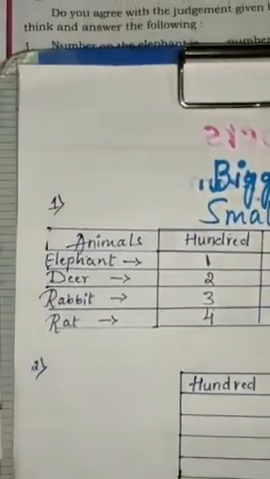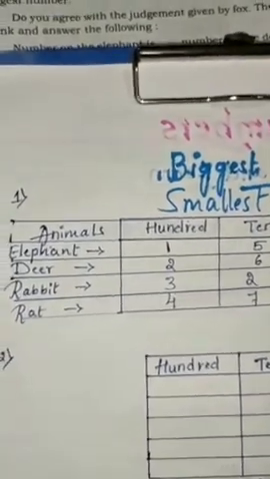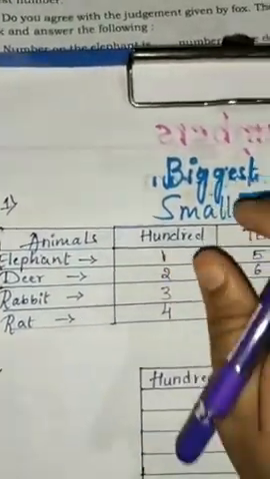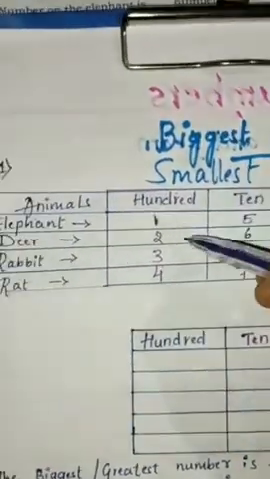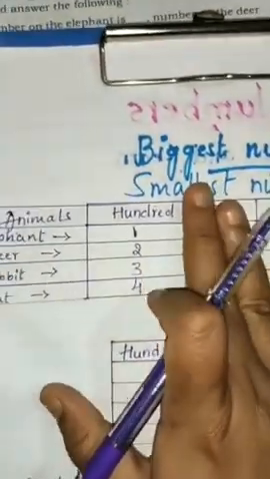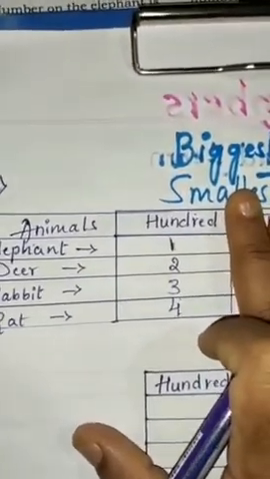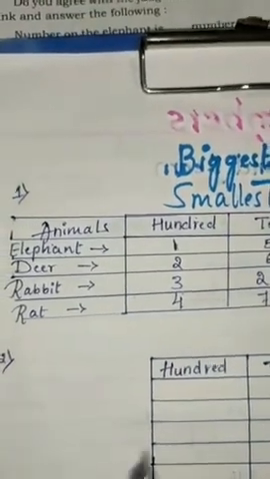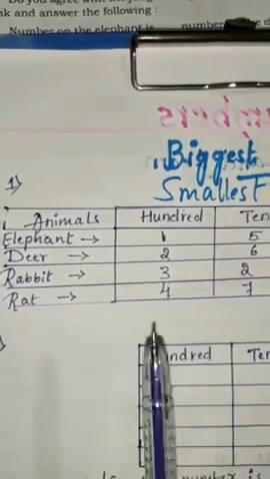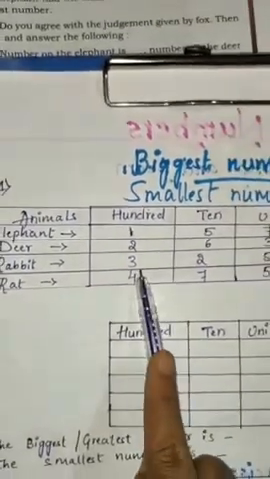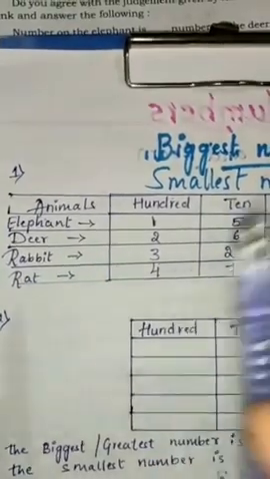Now, how to see which is the biggest number? Means what you have to do? First, just observe the digits in the 100 place. Okay. Just leave the 10 and the unit. Just observe the numbers in the 100 place only. Here it is 1, 2, 3, 4. Okay. So now tell me which is the biggest digit here in the 100 place? Whenever you are going to see the biggest or the smallest numbers, you have to start comparing the numbers from the 100 place. Okay, you have to start comparing the numbers from the highest place value.